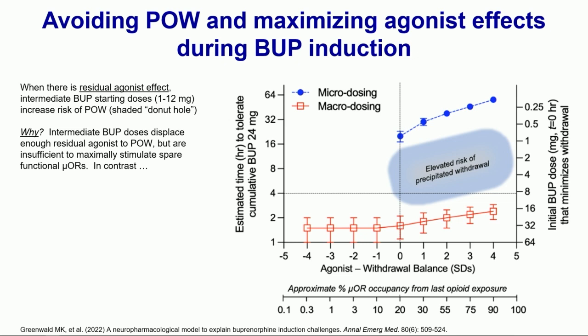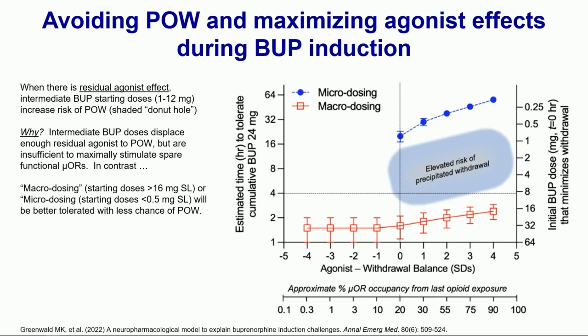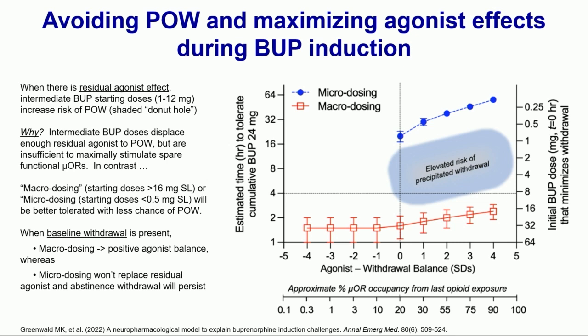So in contrast, macrodosing, shown here in the red curve, starting doses of at least 16 milligrams sublingual, or microdosing, shown in the blue curve, starting doses less than a half a milligram sublingual, are going to be better tolerated with less chance of precipitated withdrawal. So when baseline withdrawal is present, macrodosing in the red is going to lead to a greater positive agonist balance, a good outcome, whereas microdosing won't replace residual agonist and abstinence withdrawal is going to persist. It's counterproductive to do microdosing when somebody's already in withdrawal. You're just not going to be giving them enough, okay?